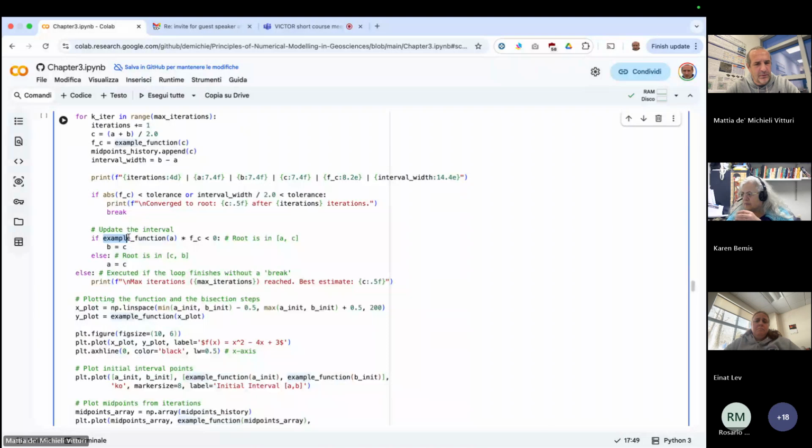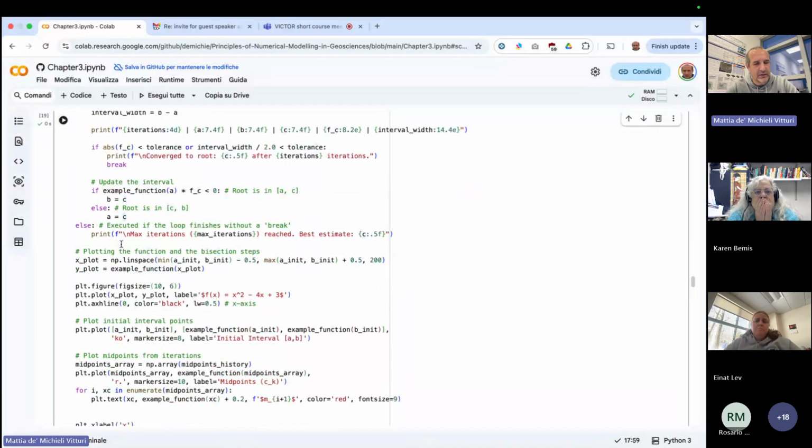If the function computed on the left of the interval multiplying the value of the function in the middle point is smaller than 0, then it means that we have to update our right edge of the interval with the middle point. Otherwise, we have to update the left edge of the interval with the middle point.